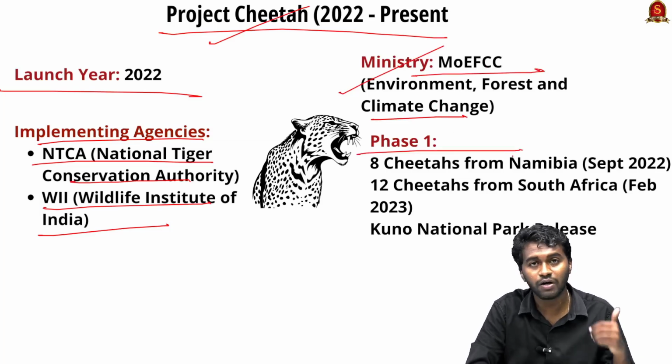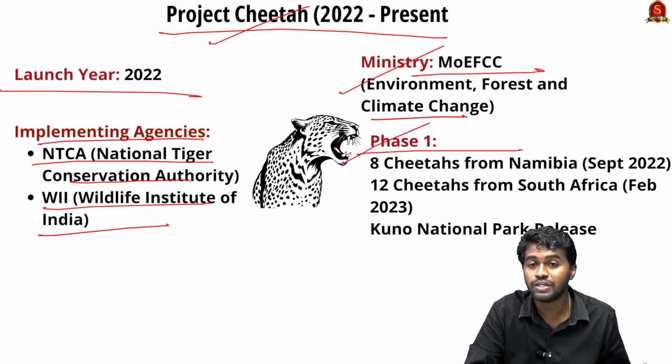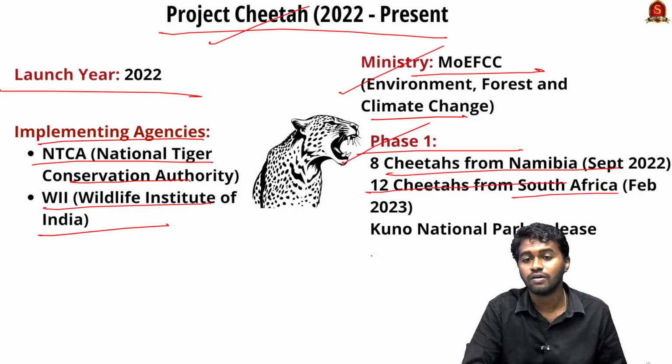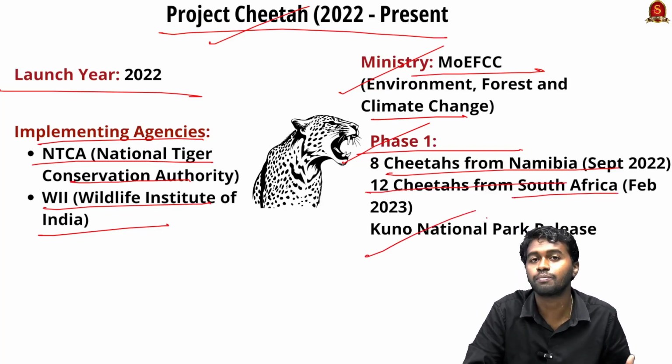So as a part of this Project Cheetah, as a part of phase 1, 8 cheetahs were brought from Namibia, and 12 cheetahs were brought from South Africa, and they were released in the Kuno National Park. Why they were released in the Kuno National Park, we will see in the upcoming slides.